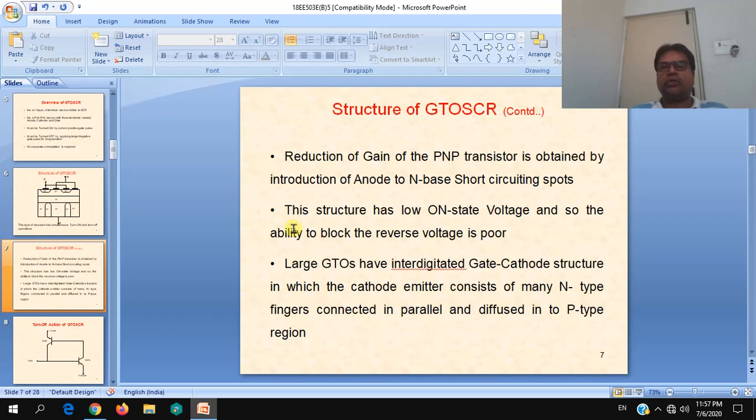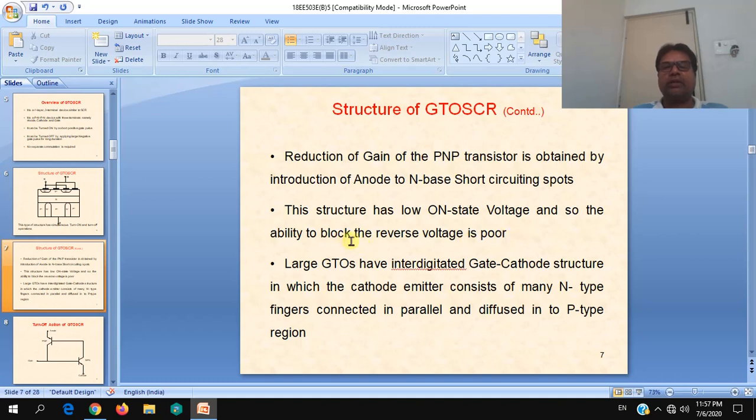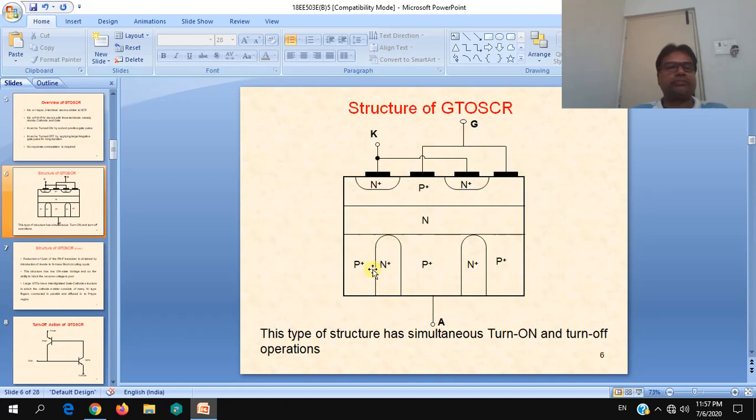This structure has low on-state voltage, and so the ability to block the reverse voltage is poor. When compared to SCR, the on-state voltage drop is still less, but to block the reverse voltage, its ability will be somewhat less. Large GTOs have interdigitated gate cathode structure in which the cathode emitter consists of many N-type fingers connected in parallel and diffused into P region. This is shown over here.